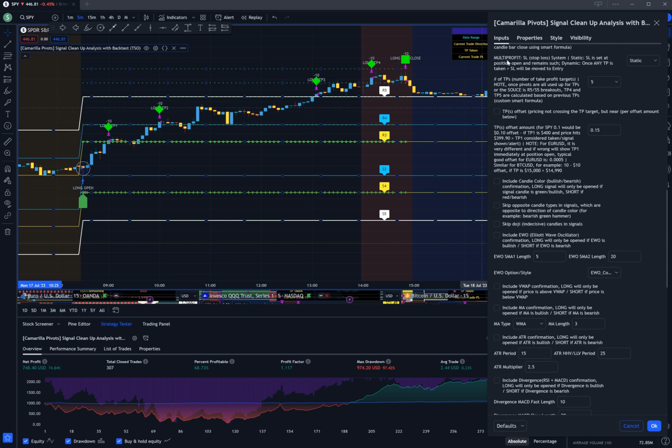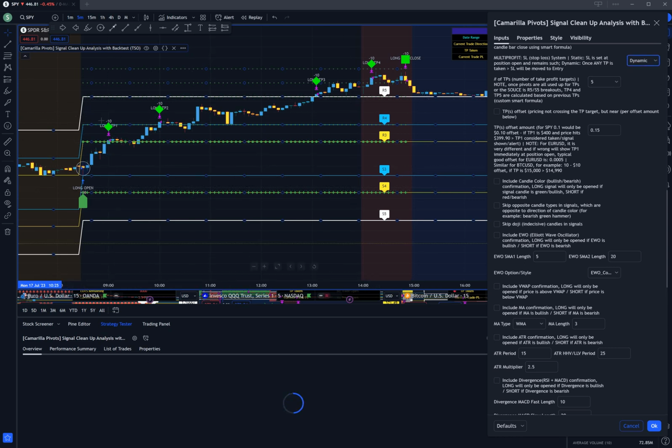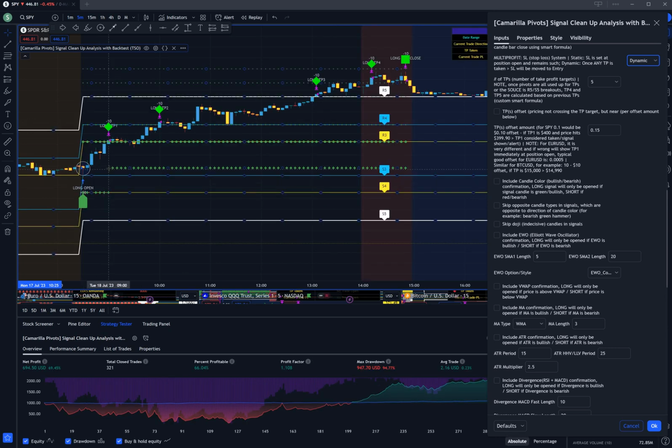Yeah, the multi-profit system for stop loss. This is only for multi-profit because you can only move stop loss if there are more take profits to take. You can see it right away. In here it's set up and it's set static, no matter what happens. If it's dynamic, you could see it's gonna move at the first take profit. And boom, it moved right to entry, basically reducing your risk. And it's a cool feature.